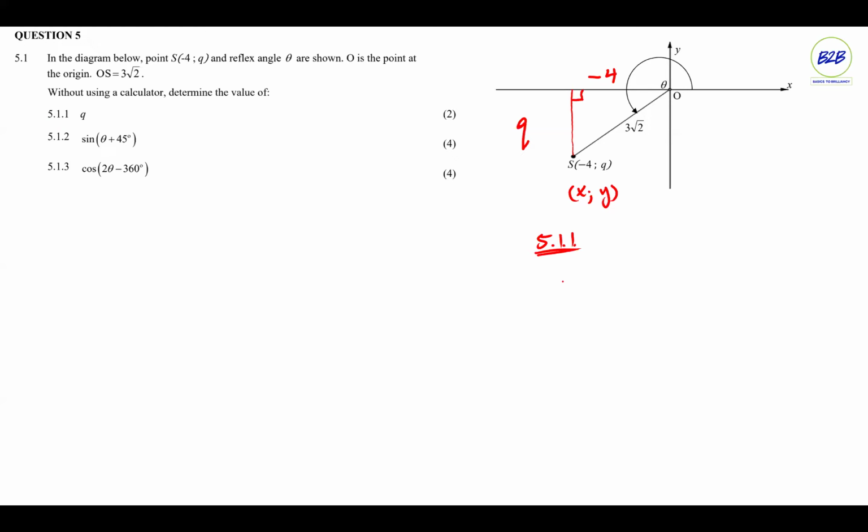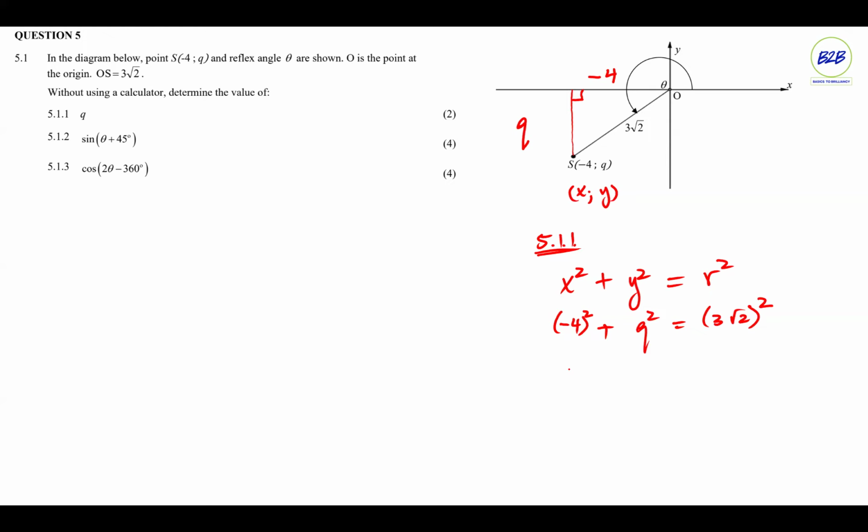5.1.1, calculating the value of Q. We will use a very lovely theorem, which is Pythagoras theorem: x squared plus y squared is equal to r squared. X is -4, so we substitute. Very important to note, the -4 must be within brackets, so that the negative does not confuse you, and then the square outside the brackets. For y it is Q, and then r is 3 root 2, squared.